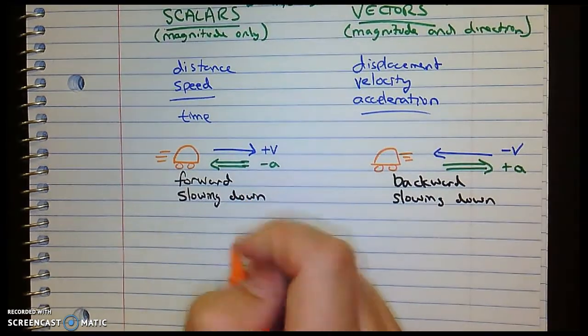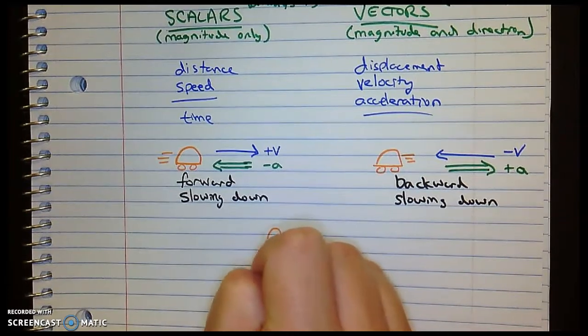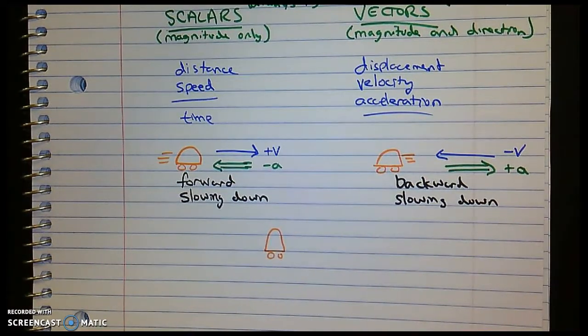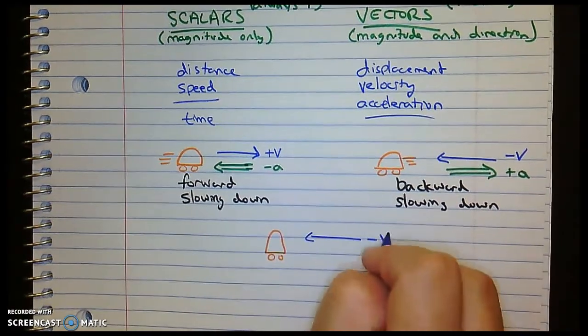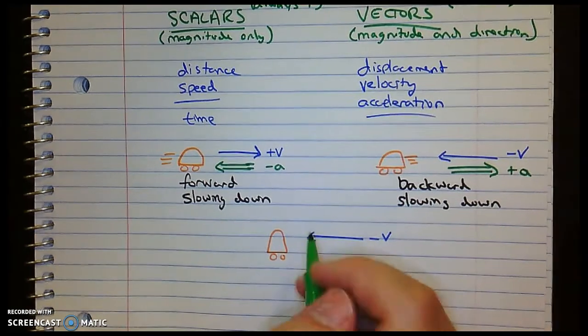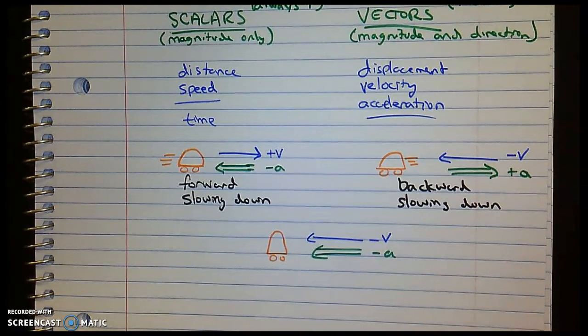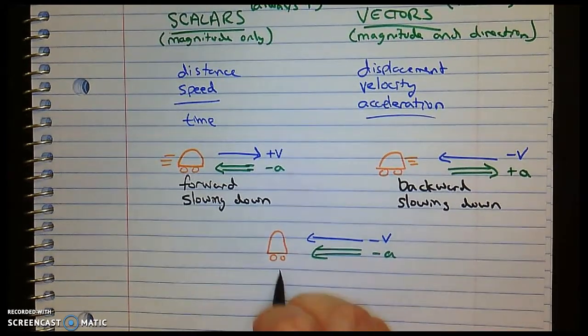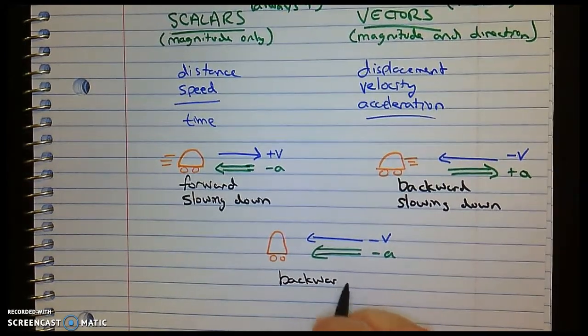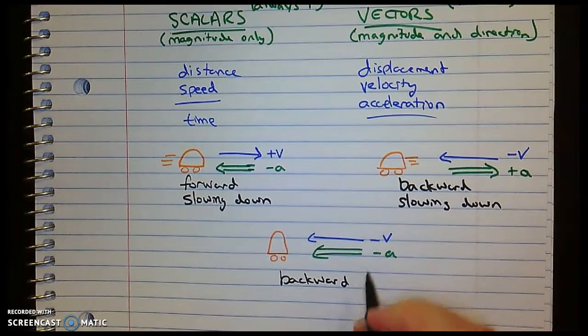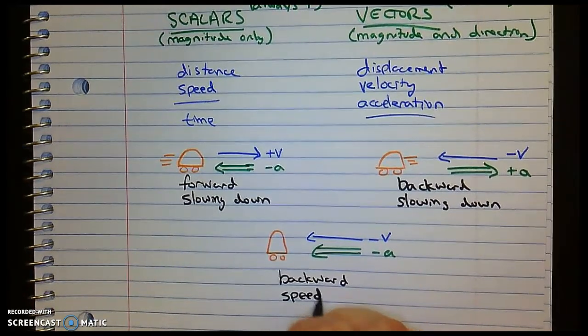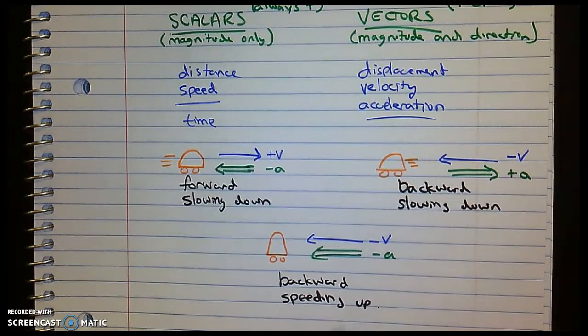So I'm going to give you one more example. Here's another car that I'm going to say has negative velocity, and it also has negative acceleration. What do you think that car is doing? Well, I'm going to say that that car is going backward, because you always look at velocity to figure out which way it's going. But in this case it's speeding up. Even though it has a negative acceleration, it's speeding up because acceleration and velocity are in the same direction.